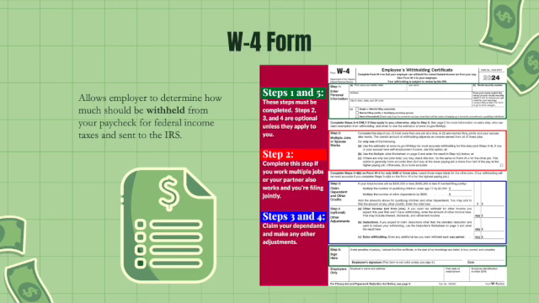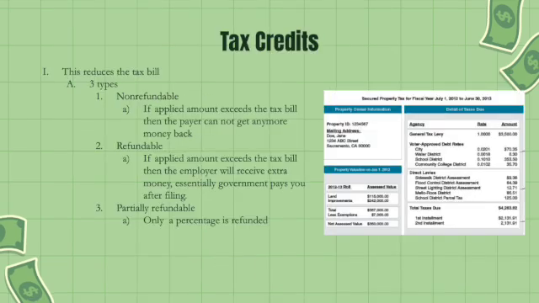This will need to be filled out before worrying about any credits or deductions. So first of all, a credit is essentially an amount of money that reduces the bill, and there's three types. There's a non-refundable credit, refundable, and partially refundable.